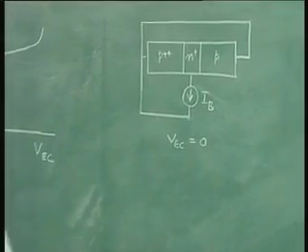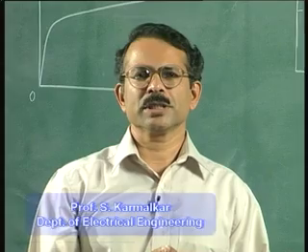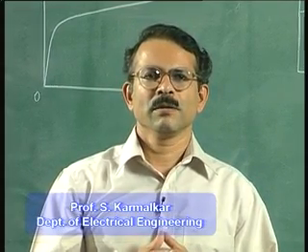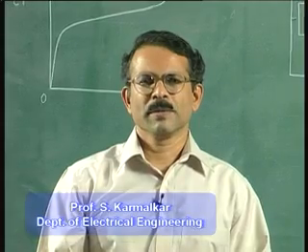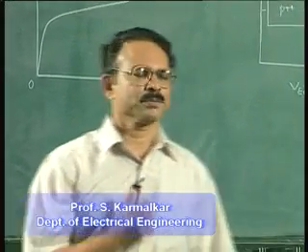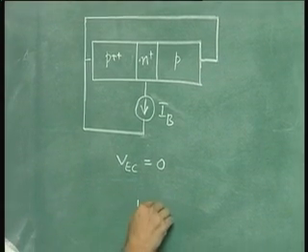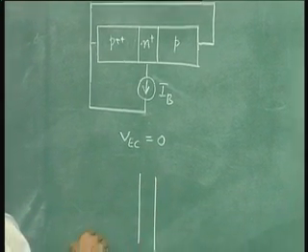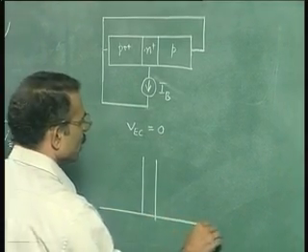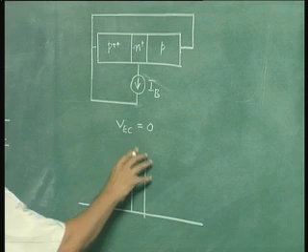Now our approach would be that we will draw the minority carrier distributions in the emitter, base and collector for different voltage conditions, and from the minority carrier distributions we will get the information about the collector current. So here, if you draw the minority carrier distribution for this condition, it would be something like this. Now please note that we must try to draw all diagrams to scale.